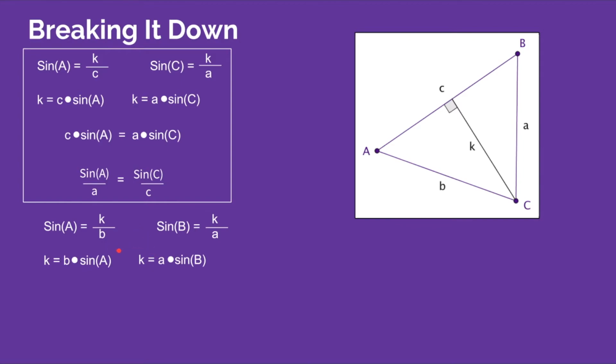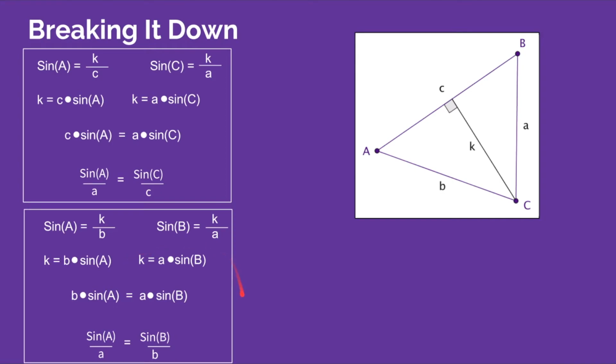Since both equations are equal to K, they can be set equal to each other. Now we have B times sine of A equals A times sine of B. Same as before, let's regroup A with sine of A and B with sine of B, getting sine of A over A equals sine of B over B. Now everything can be set equal to each other, getting sine of A over A is equal to sine of B over B equals sine of C over C, which is our formula.